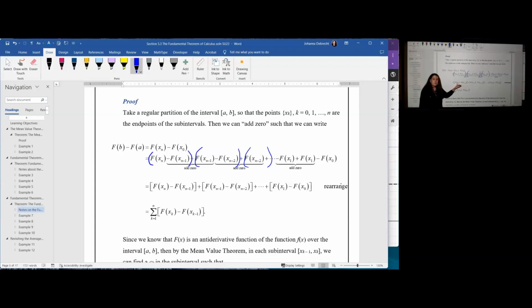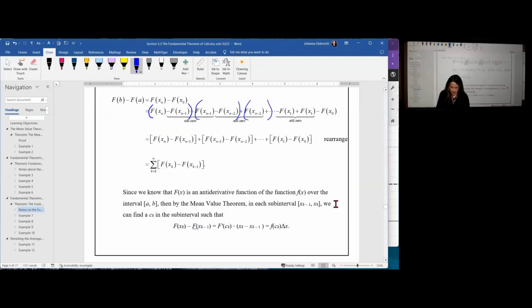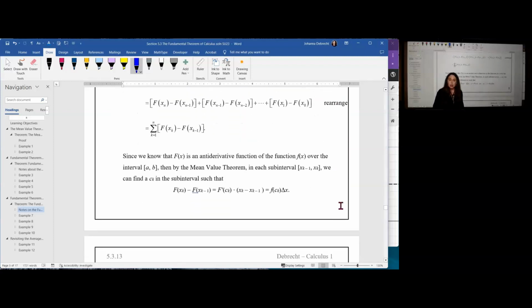Then we can rewrite this using summation notation as the sum from k equals 1 to n of F of x sub k minus F of x sub k minus 1, which will give us all of the ones that you see here. Now, we know that uppercase F is an antiderivative function of the lowercase f over the interval from a to b. By the mean value theorem, the regular one, we know then that it has to be continuous since it's differentiable, and we know that it has a derivative.